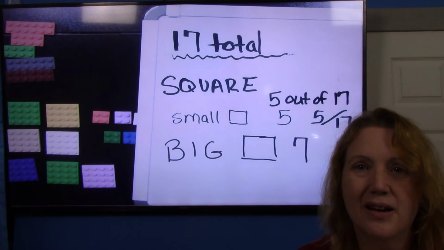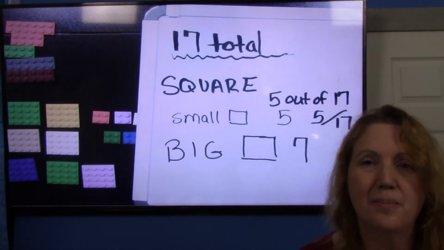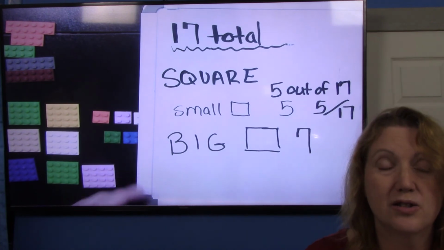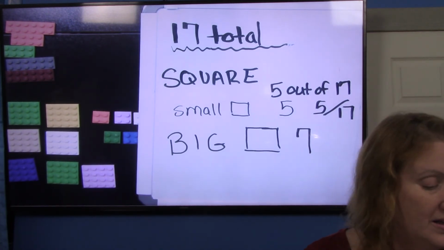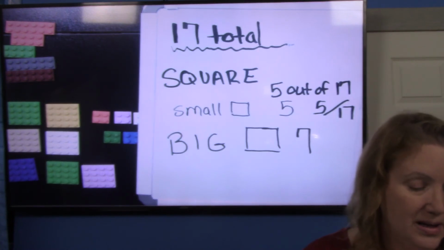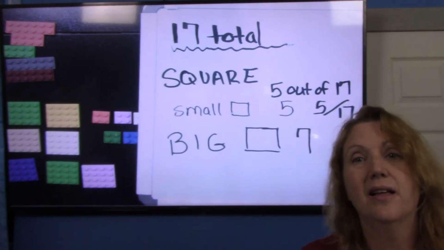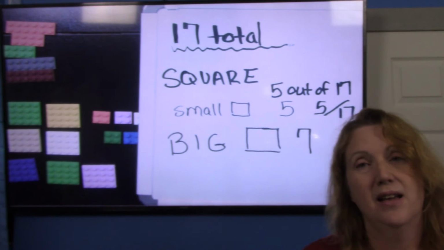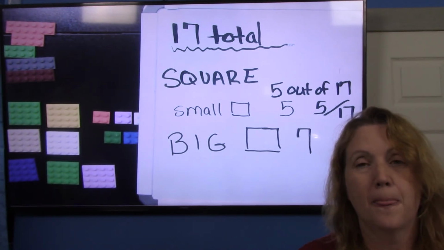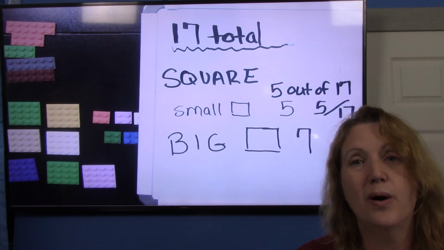Let's try one more time. Let's look at the big squares. Again, for the big squares, the total is still the same. We still have 17 total Legos. But now we just want to look at the big squares. And I want you to now put it in the chat, a fraction of what the big squares would be.